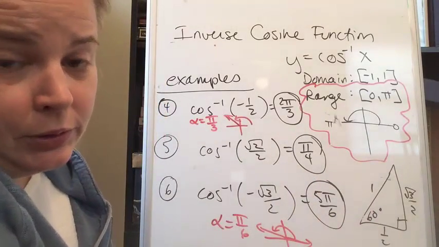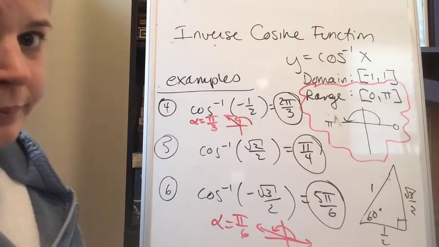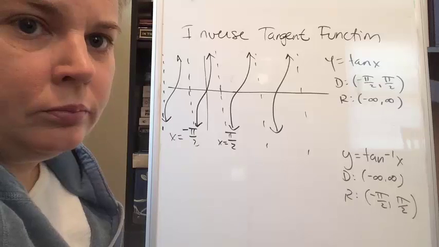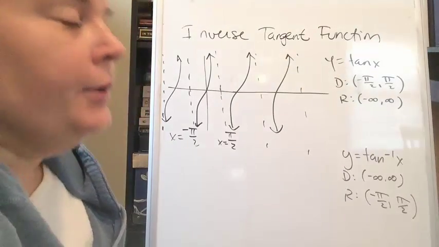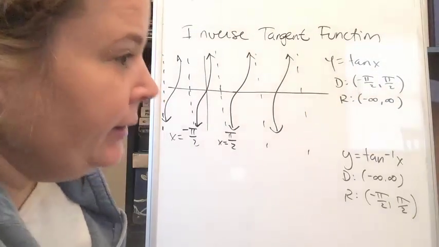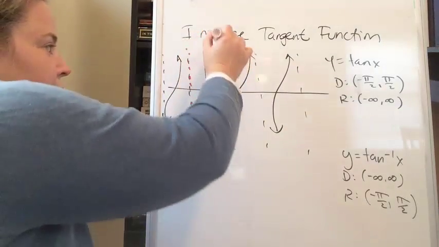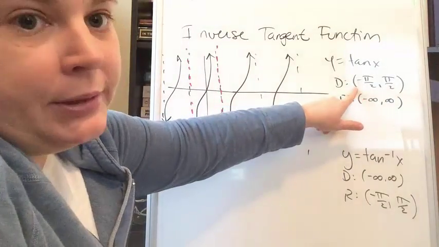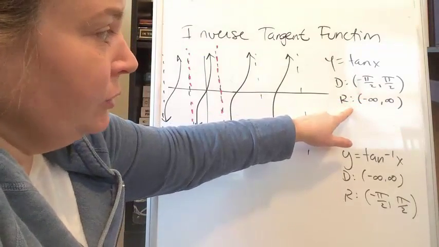And that leaves us with tangent. So let's do tangent. As we can see, tangent also isn't 1 to 1, so we have to restrict its domain. So we're going to restrict its domain from these asymptotes, -pi/2 to pi/2. Notice I use parentheses because I'm not including them because they're asymptotes, and the range is -∞ to infinity.